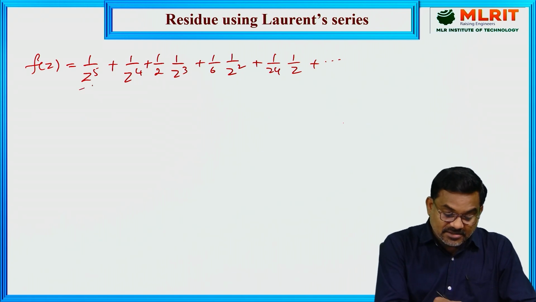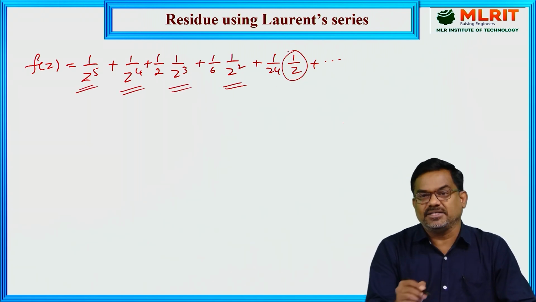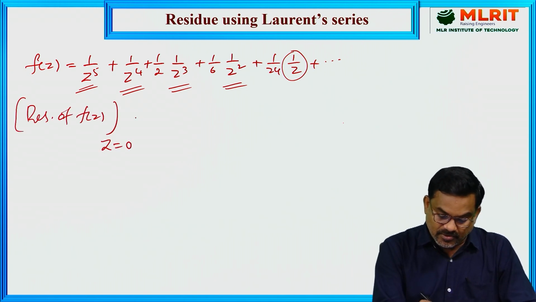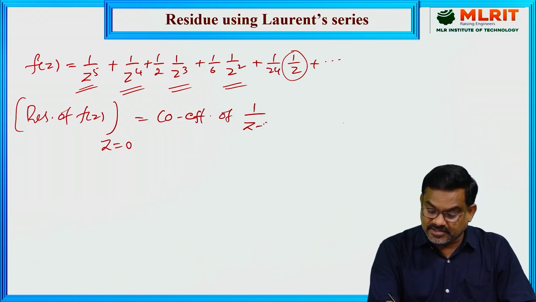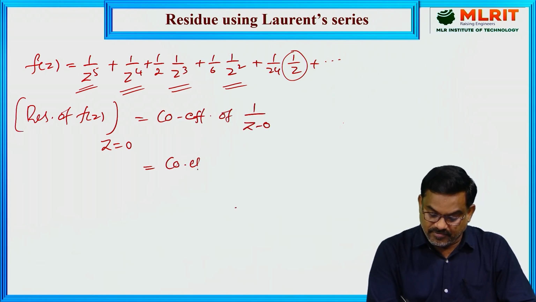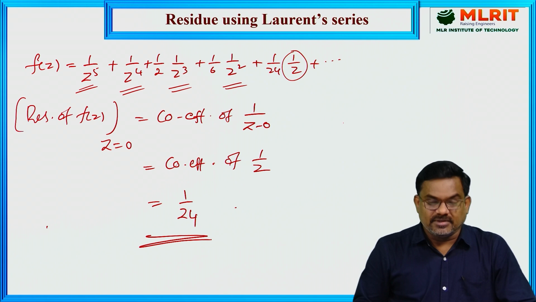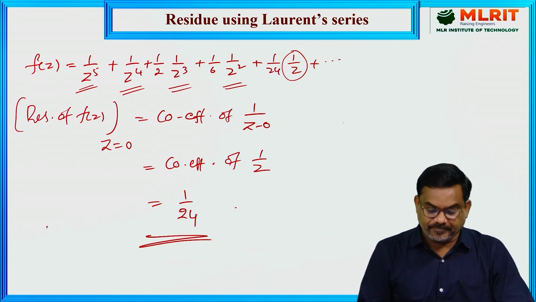And here we have z power 5, z power 4, 3, 2, and here we have the 1 by z term. So the residue of f at z equal to 0 is the coefficient of 1 by z minus 0. What is the coefficient of 1 by z here? 1 by 24. So the residue at the pole z equal to 0 is 1 by 24.